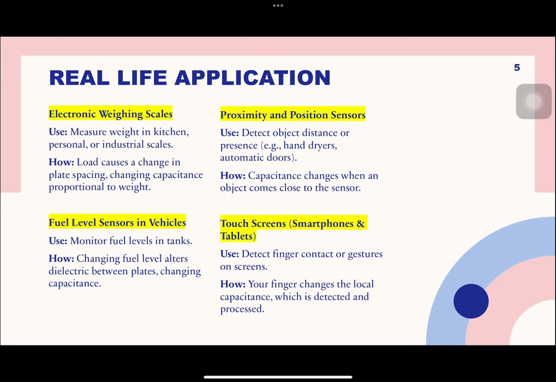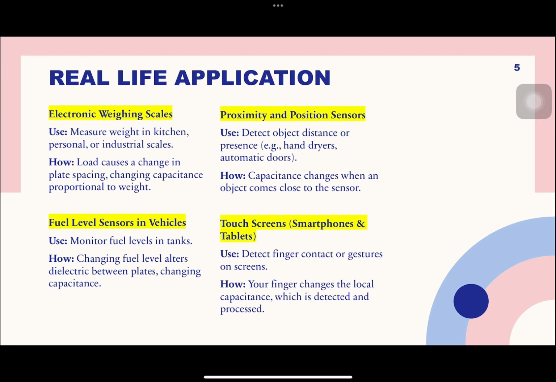So, this principle is actually applied in a bunch of real-life applications. For example, in electronic weighing scales, a load compresses the plates, which changes the capacitance. This change is then converted to a weight reading. In fuel level sensors used in vehicles, the fuel itself acts as the dielectric. And as the level changes, so does the capacitance.